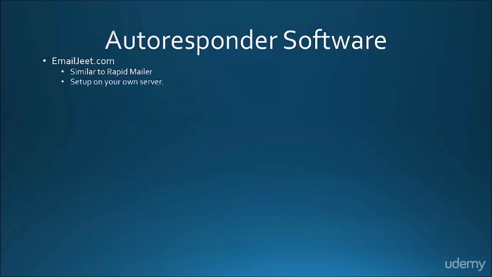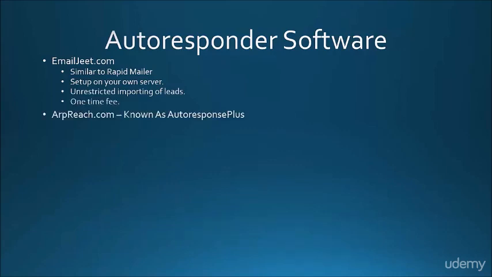EmailJeet is similar to Rapid Mailer. It's another one that recently came out. You can set it up on your own server, with unrestricted importing of leads. It's a one-time fee. And then another one is arpreach.com. It's known as Autoresponse Plus, and it's a server-side email software as well, just like Rapid Mailer and EmailJeet. Server side meaning it runs off your own email server.